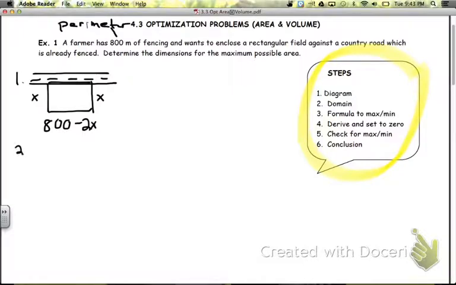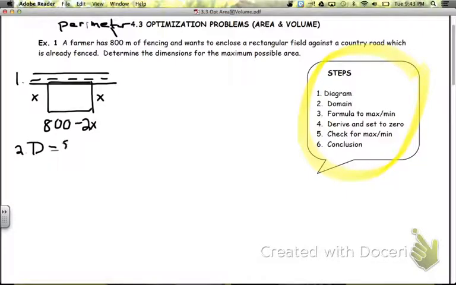Now our second step is to state our domain. So when stating our domain, we're going to look at what values x can be and can't be. So we know when we're talking about our length and our width that our domain, so our x, needs to be at least 0 or greater. Alright, well actually it has to be greater than 0, it can't be equal to.